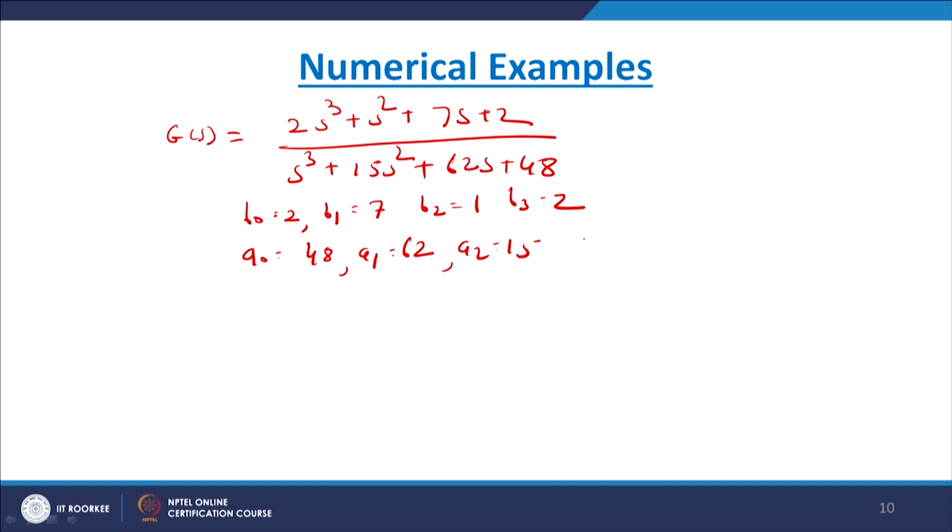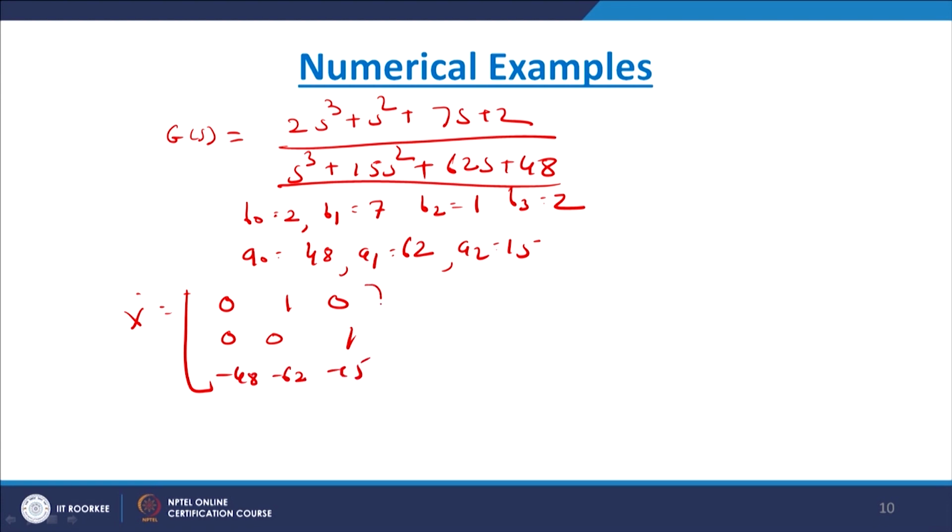Now we want to write down the state space model. So how will we write the state space model for this? X dot equals, we write 0 1 0, and then 0 0 1, and in the third row we write minus 48 minus 62 minus 15, into x1 x2 x3, plus we have to write the other elements like this.